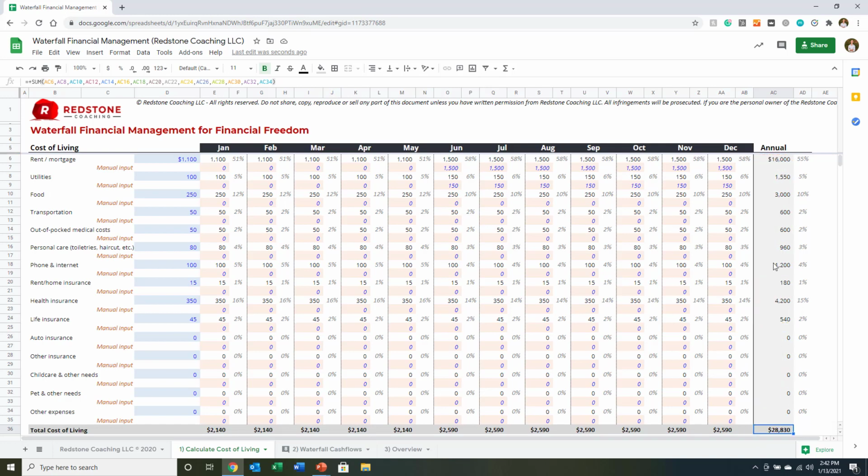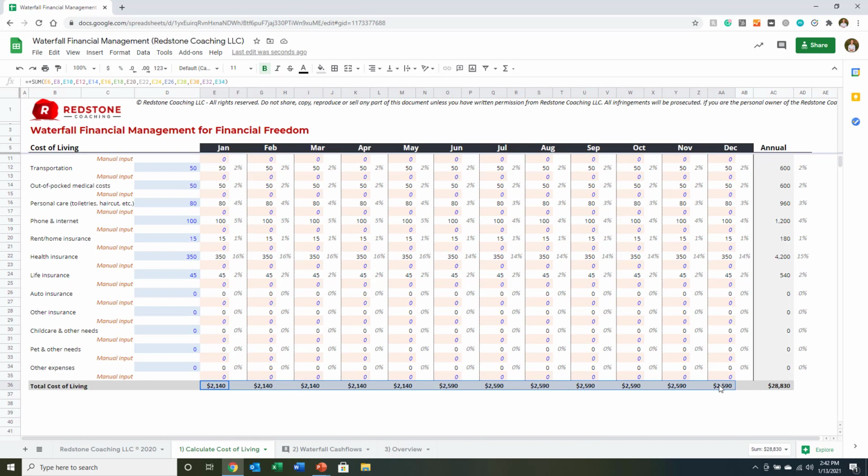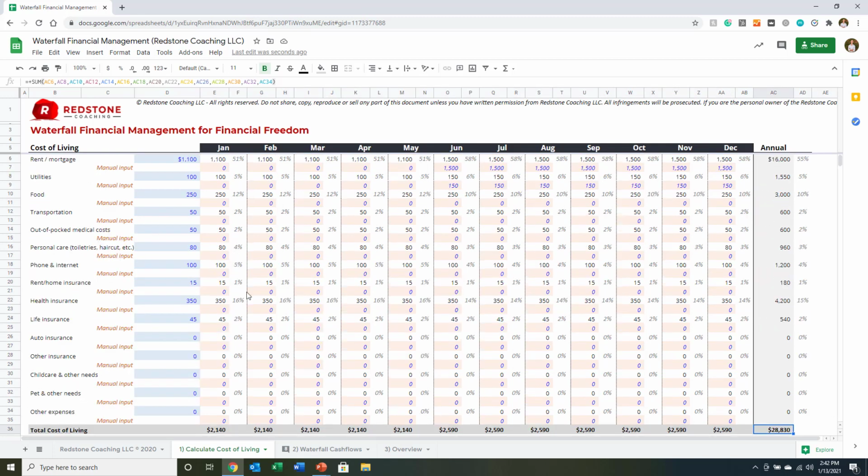Whether you sum these or sum all of these along the bottom, it would equal the same. So for example, if I highlight these, you can see the sum right here says 28,830. Well, that's the same as this, which is summing up the side. So this is how you can calculate your total cost of living.